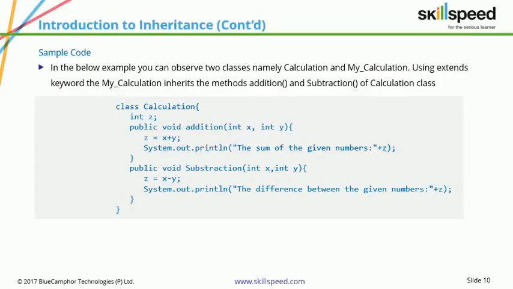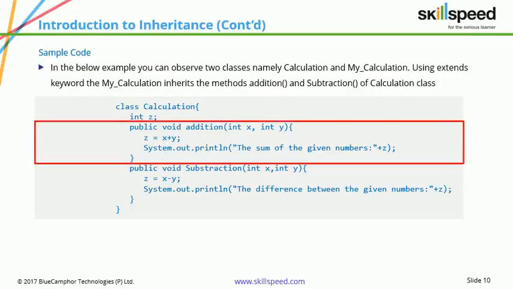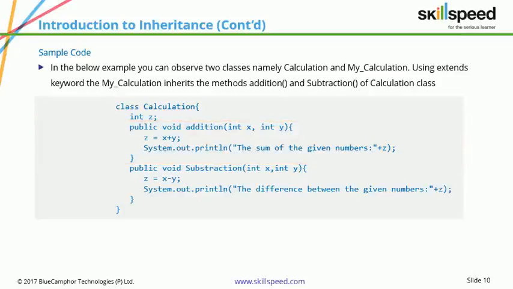Class Calculation opens with a curly brace. We are creating an integer instance variable z. Then we have the public void addition method, in which I have two parameters, int x, int y, and I am adding those two values and assigning that value to the z variable, which is the instance variable. Then I am printing the sum of the two given numbers in the print statement.